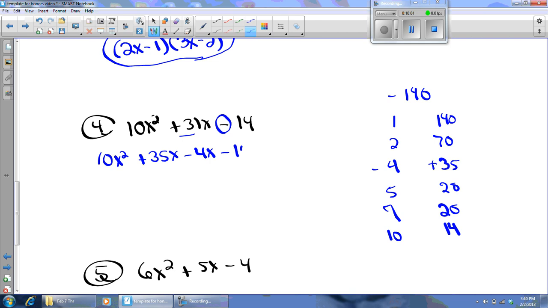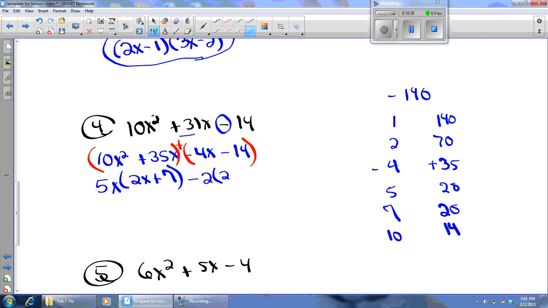minus 14. I'm not sure why I grouped that way, probably because I could pull a 5x out of here and then a negative 2 out of here. But there is a GCF, so let's go ahead and do this. Grab the negative, make sure we put a plus in between our quantities. All right, I'm going to pull out a 5x and get 2x plus 7. And then I'm going to pull out a negative 2 because there's a negative that's common.